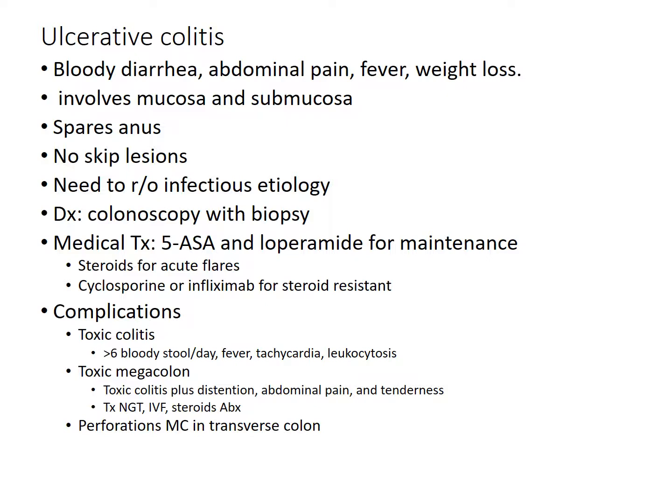So ulcerative colitis, you have bloody diarrhea, abdominal pain, fever, weight loss. Weight loss is different from your IBS. It involves only the mucosa and submucosa. It is not transmural, like Crohn's. It spares the anus. It does not have skip lesions. It's more contiguous. You need to rule out an infectious etiology.